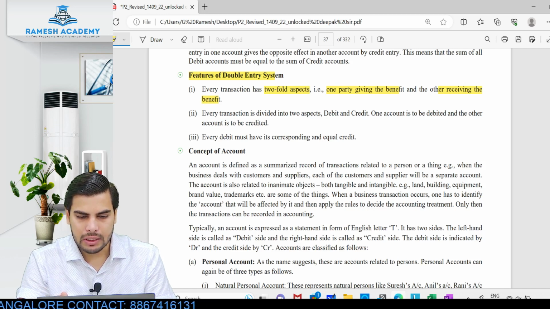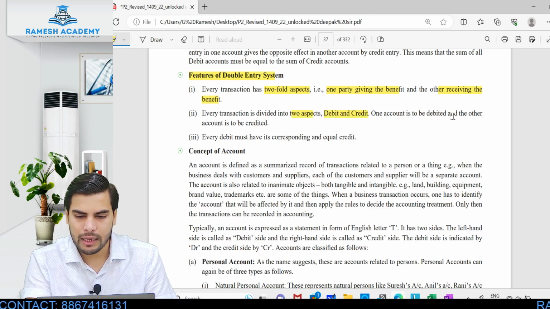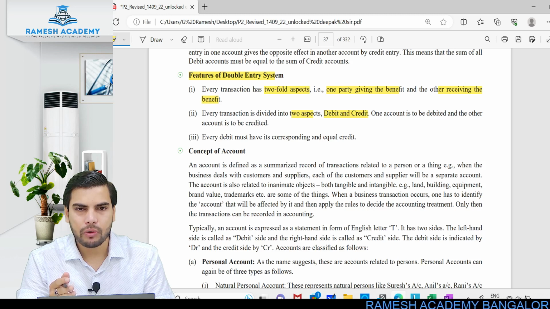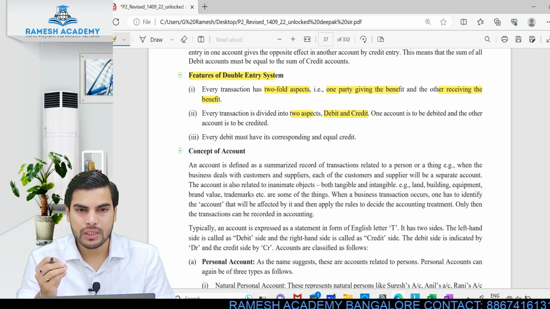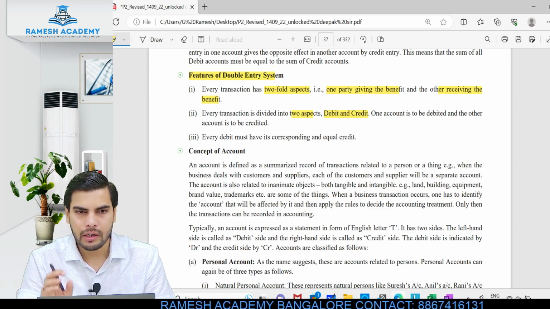Every transaction is divided into two aspects, which is nothing but debit and credit. One account has to be debited, another account has to be credited. Any transaction for that matter, any journal entry for that matter, will have two aspects. Whenever I am recording a transaction, I will have to record both aspects, the debit aspect as well as the credit aspect. So what is relevant and important is that you should be able to identify which account has to be debited and which account has to be credited. If you possess so much knowledge, more than sufficient.